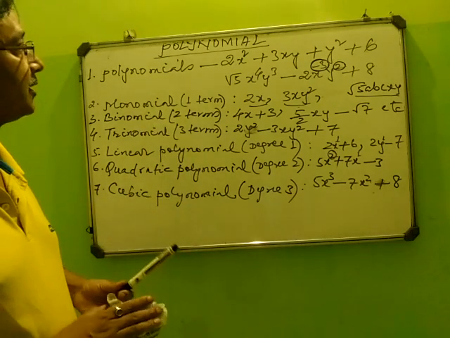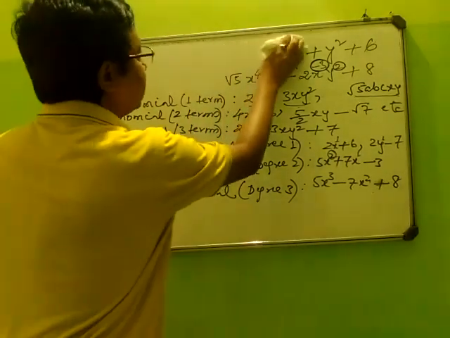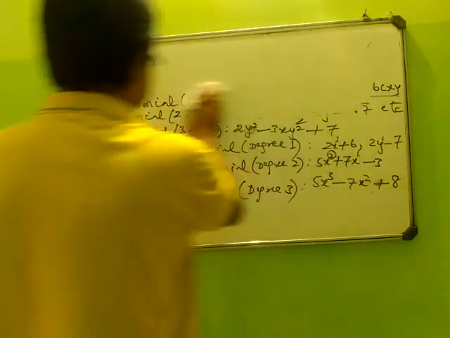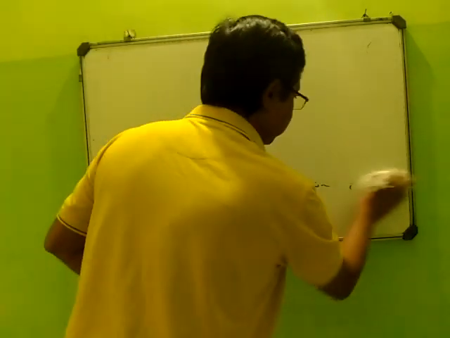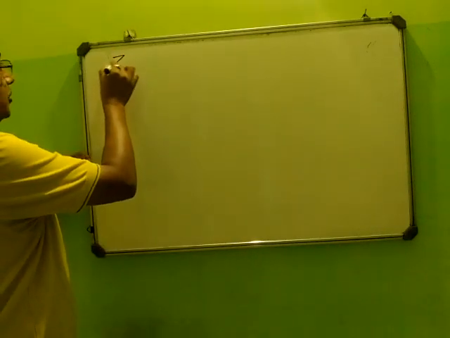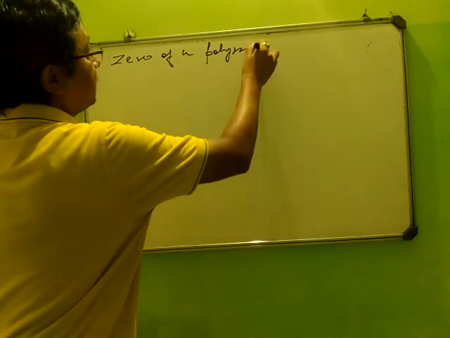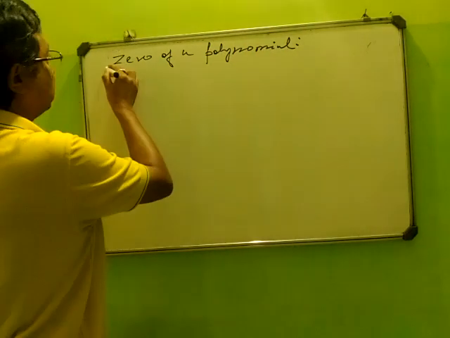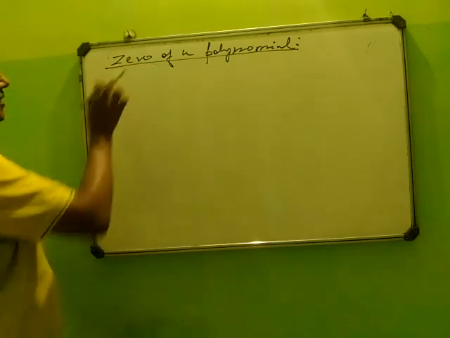So in today's class, you are going to study about two things. That is, one is the zero of the polynomial and the next is the remainder theorem. Now, so zero of a polynomial. Let us take one example before I explain this term zero.